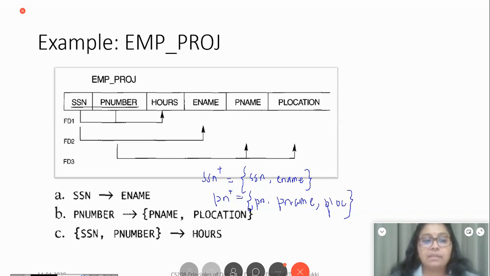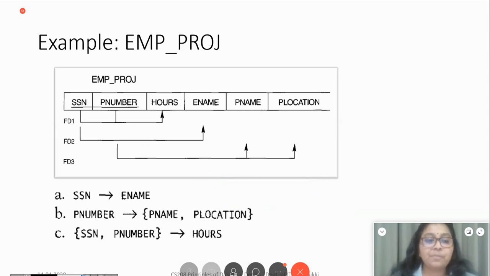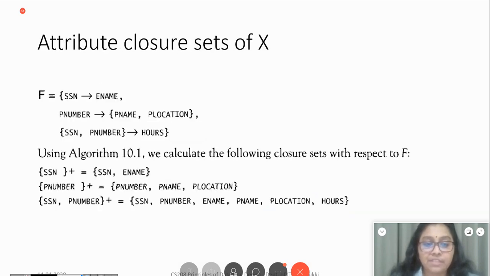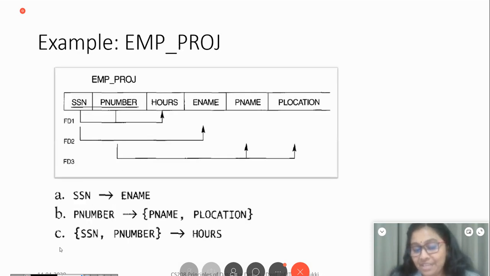So the attribute closure of SSN, denoted SSN+, is SSN and E name, and the attribute closure of P number, denoted P number+, is P number, P name, and P location. And for SSN and P number together, it has SSN, P number, and then, yeah, we forgot something. Because you have SSN, you can include E name as well. Yeah, I missed it. Okay, P number determines P name and P location, so P name and P location will be forming part of this closure set.